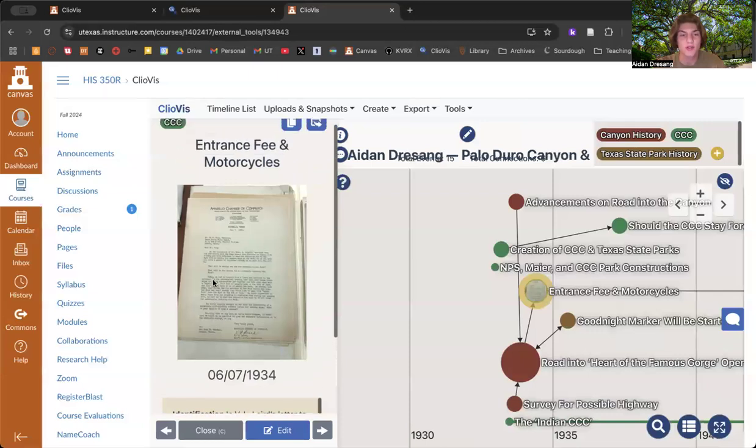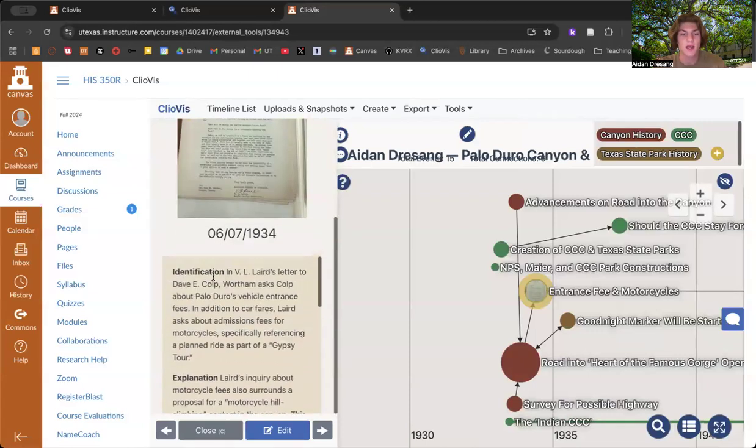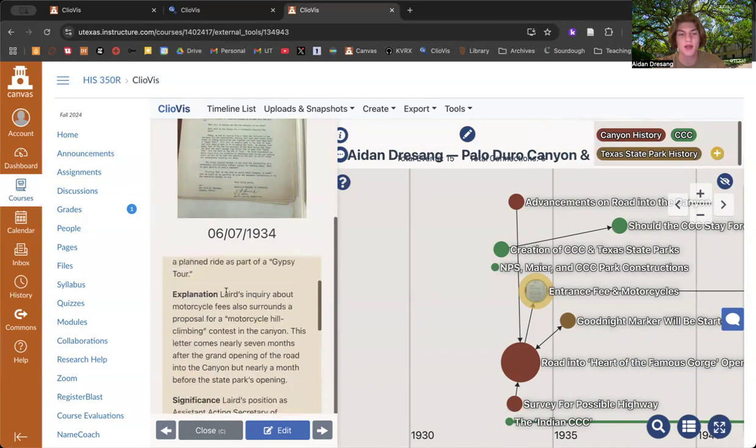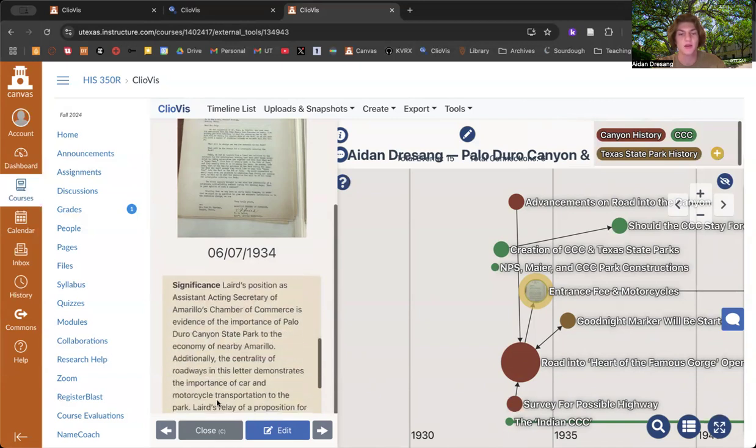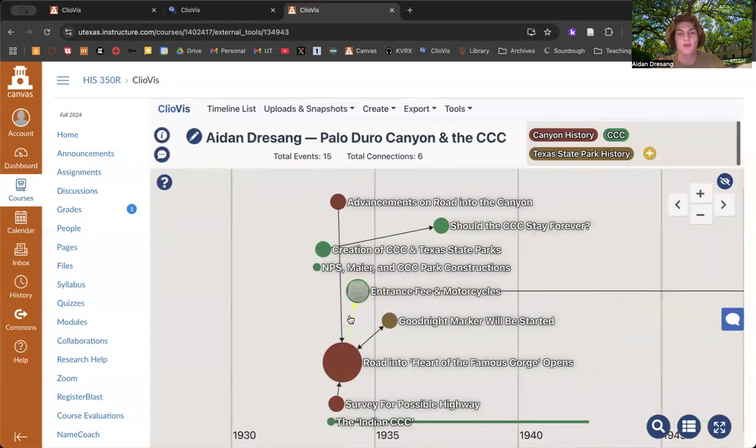So for example, this is me looking at a primary document, writing about it, identifying it, explaining it, looking at significance. This was in Professor Jesse Rittner's class at UT Austin.